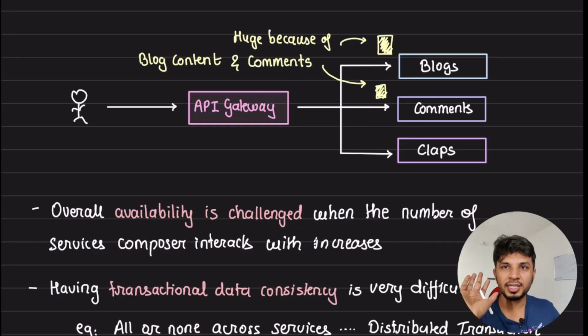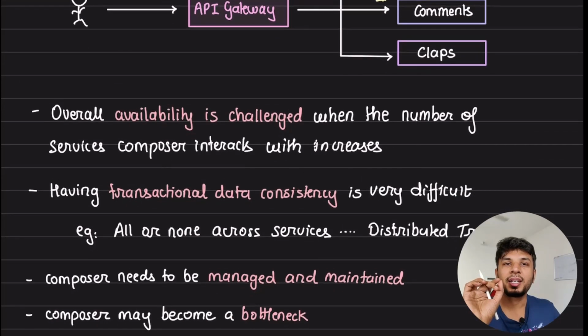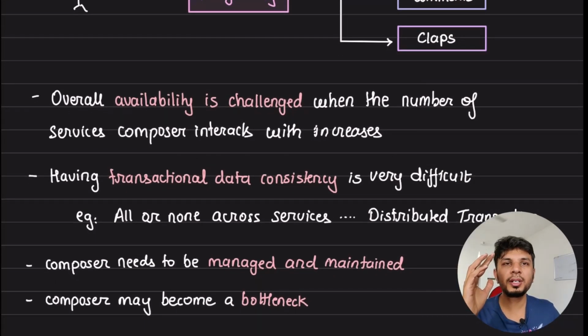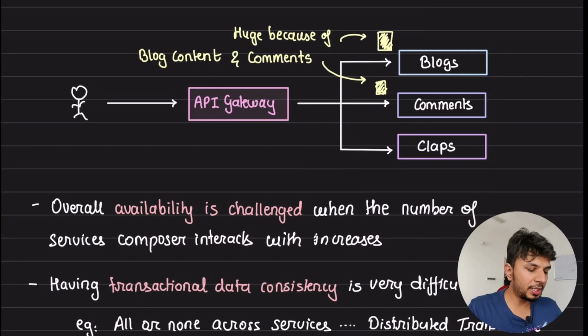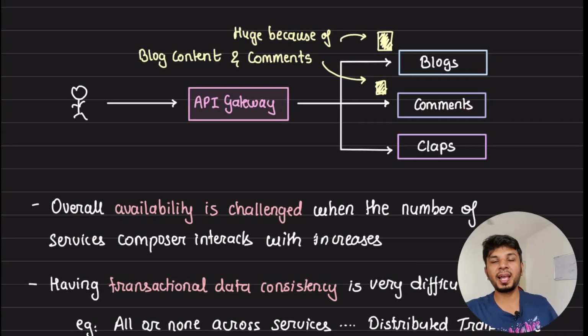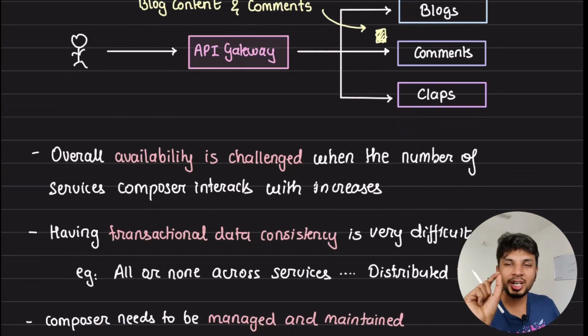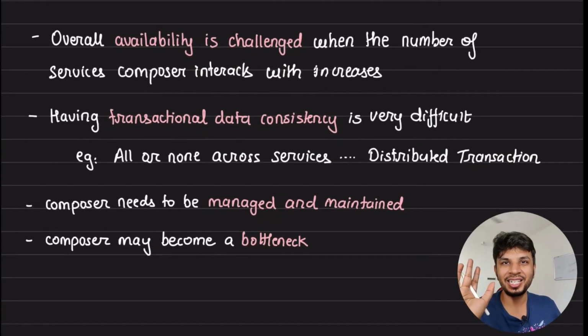Next is when your user is sending a request to, let's say, an API gateway, and it is forwarding the request to 3 services. What you cannot get, or it is extremely difficult to get, is transactional data consistency. For example, you are storing some information and you want that information to be stored in blogs, comments and collabs, all the 3 places, or none. Doing that all or none across services is challenging.